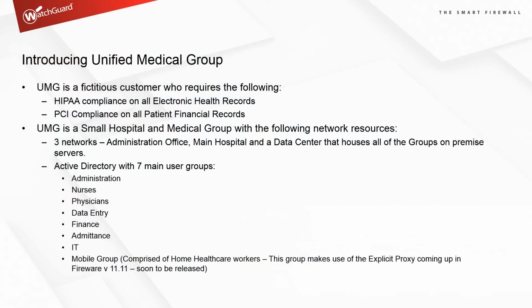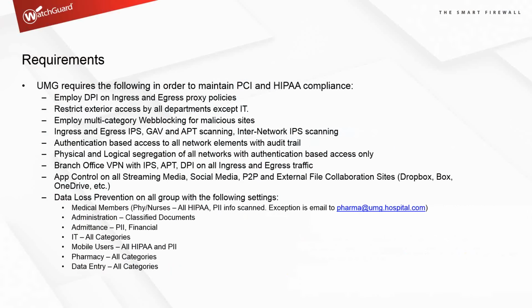UMG requires the following in order to maintain PCI and HIPAA compliance. They have to employ deep packet inspection on ingress and egress proxy policies. They must restrict exterior access by all departments except IT. They employ multi-category web blocking for malicious sites, ingress and egress IPS, gateway antivirus and APT scanning, and inter-network IPS scanning. Authentication-based access to all network elements with audit trails. Physical and logical segregation of all networks with authentication-based access only. They have branch office VPN with intrusion prevention, APT, DPI on all ingress and egress traffic.